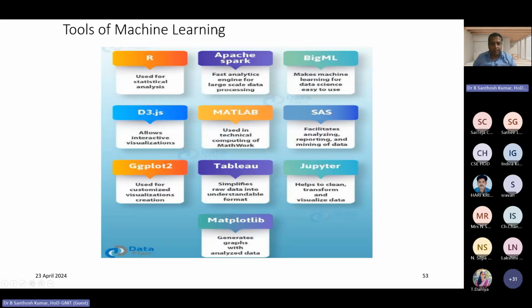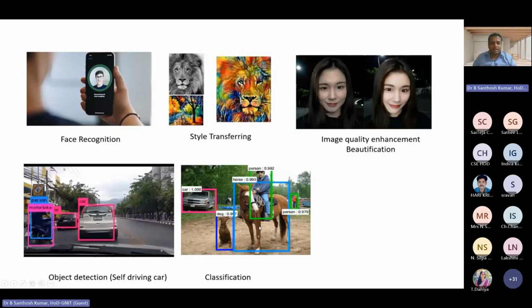Then there are R programming, Apache Spark, BigML, D3.js, MATLAB, SAS, and ggplot2. ggplot2 is mainly what we use for data visualization in R programming. Then Tableau and Jupyter; nowadays the Jupyter notebook is available in Google Colab. Google Colab is a supercomputer. It is mainly used for Python applications, especially the Jupyter notebook. For normal plotting operations, you can go with Matplotlib only. So these are some of the applications.